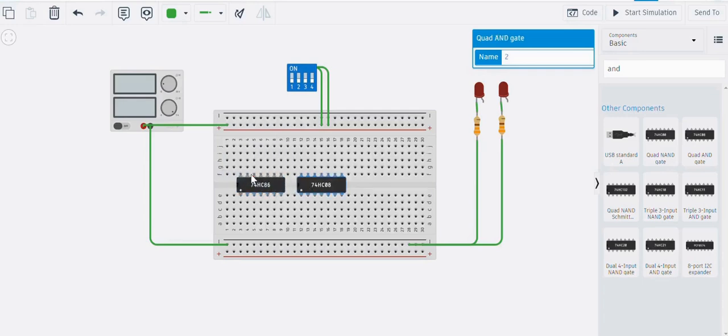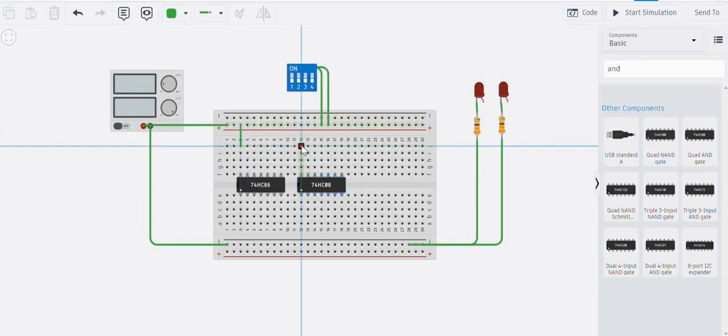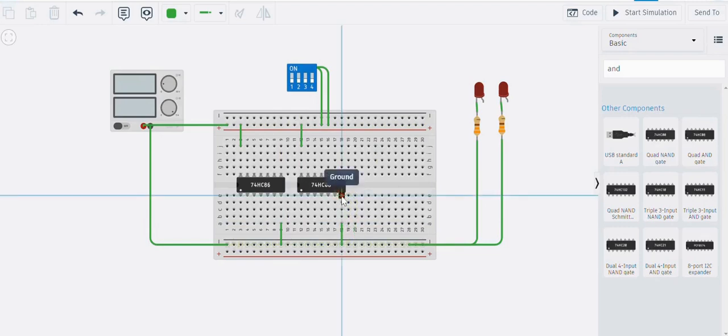So 1, 2, 3, 4, 5, 6, 7, 8, 9, 10, 11, 12, 13, 14. So the 14th pin will be given as a high power. And the 7th pin of both the ICs needs to be grounded. So we will connect them with the negative terminal. So similarly, all these green circles are the same point. So even if I connect this point to negative terminal or this point to this negative terminal, it means one and the same. Now we have given power to both the ICs. We have also grounded them.